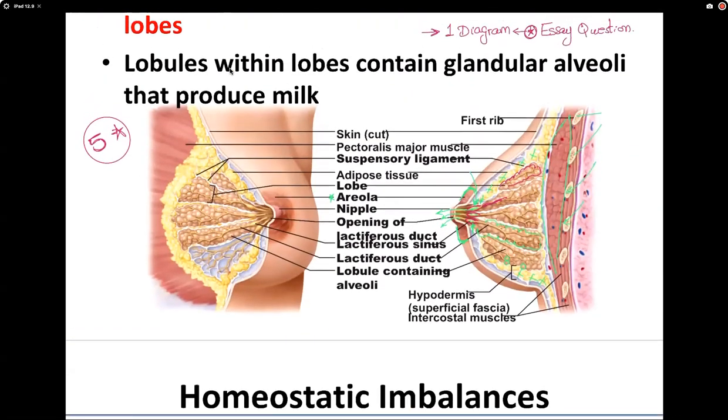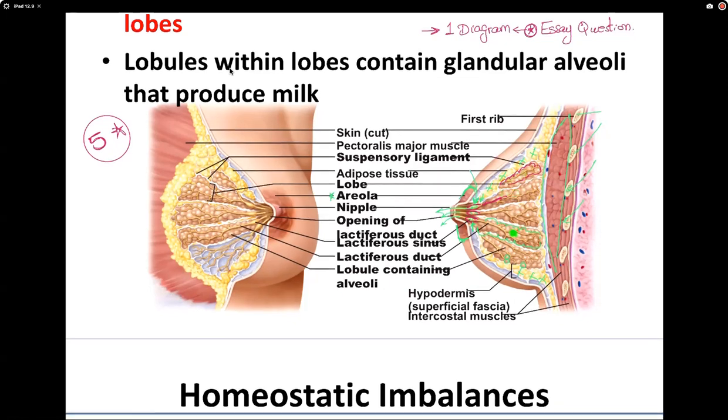Our last diagram related to the reproductive system is going to be the diagram showing the breast. So we're going to see here the mammary glands are arranged into lobules, and those lobules are separated by septa. So you have a septum separating two adjacent mammary gland lobules. Each of those lobules is going to have a duct. We call this the lactiferous duct.